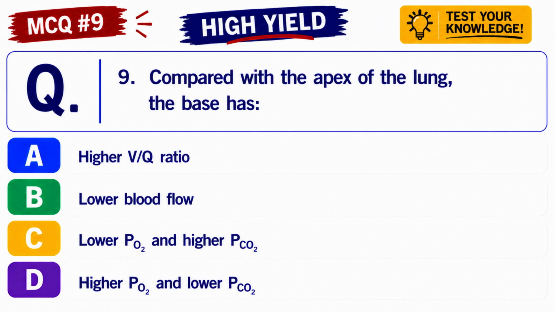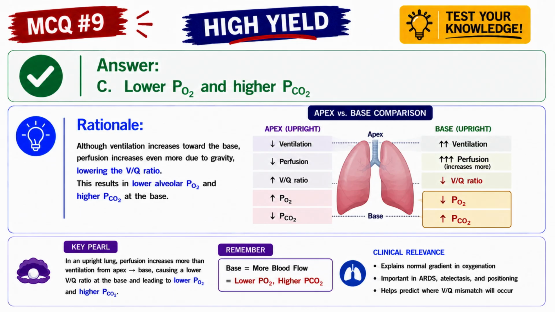Question 9. Compared with the apex of the lung, the base has: A. Higher V/Q ratio, B. Lower blood flow, C. Lower PO2 and higher PCO2, D. Higher PO2 and lower PCO2. The answer is C. Lower PO2 and higher PCO2.